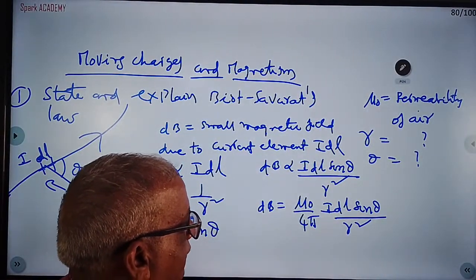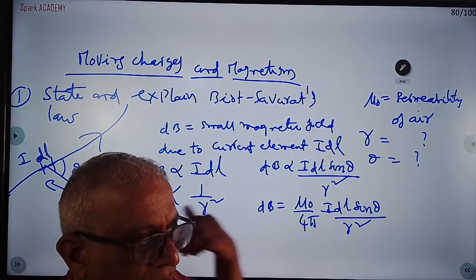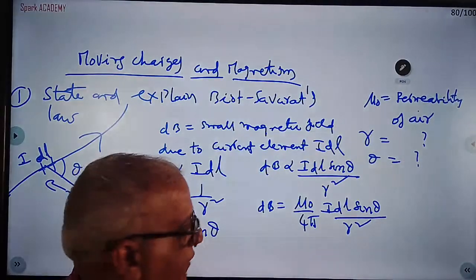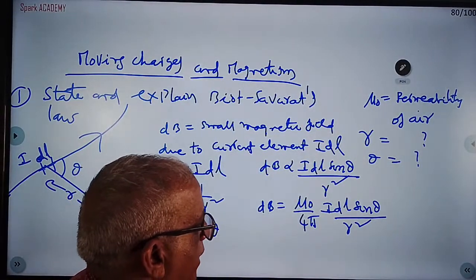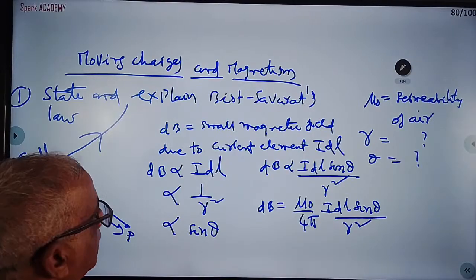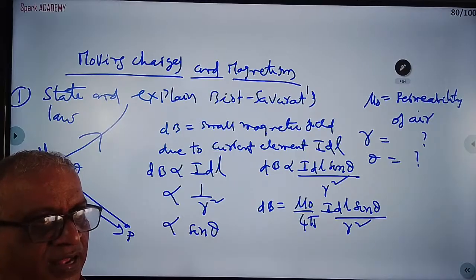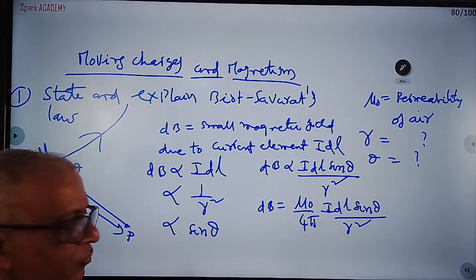This gives only the small magnetic field. For the total magnetic field of a long wire, you have to integrate with limits from plus infinity to minus infinity of mu naught by 4 pi Idl sin theta by r square. This is called Biot-Savart's law, a very important law. Oersted says that a current carrying conductor always has a magnetic field around it.